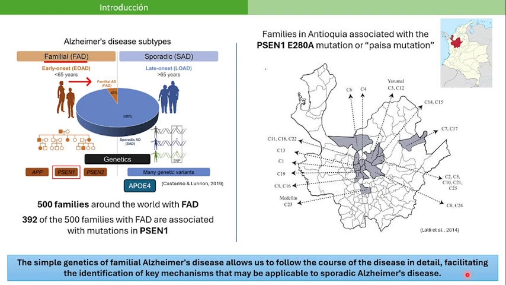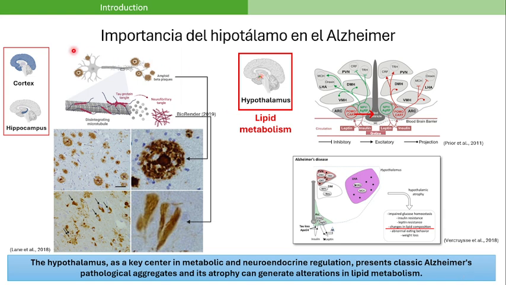While familial Alzheimer's is less common, its defined genetics allow for controlled experiments that help identify mechanisms relevant to sporadic Alzheimer's. While Alzheimer's research has mainly focused on the cortex and hippocampus, recent studies highlight the hypothalamus, which regulates essential autonomic functions and links brain and body metabolism, as also affected by the disease.